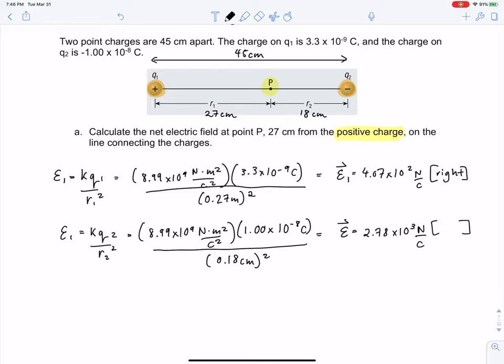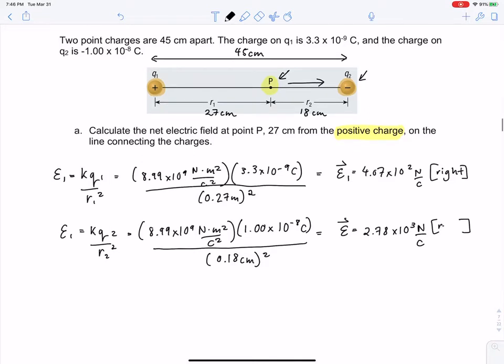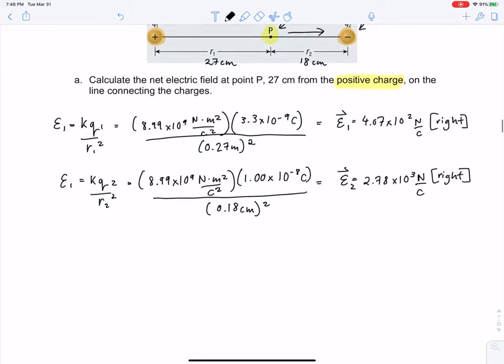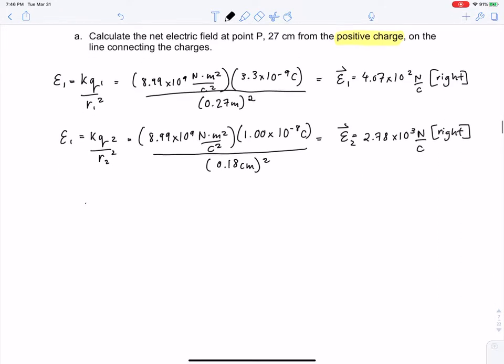Now let's analyze the direction. P is positive and Q2 is negative, and that's going to drive this force towards it, so the field will be pushing it to the right. And this is the field at point 2. Let's find the net electric field. It's equal to the electric field at point 1 plus the electric field at point 2. It's 4.07 times 10 to the power of 2 newtons per coulomb.